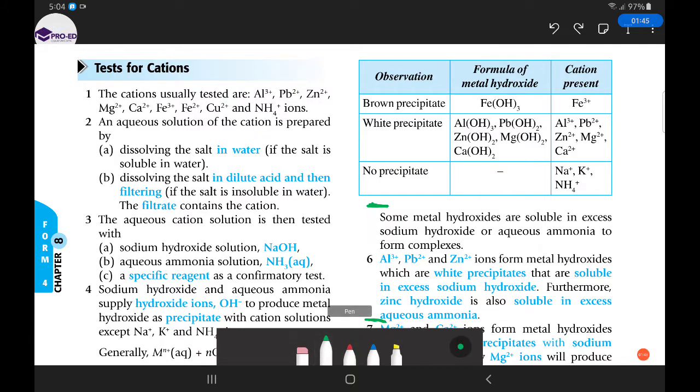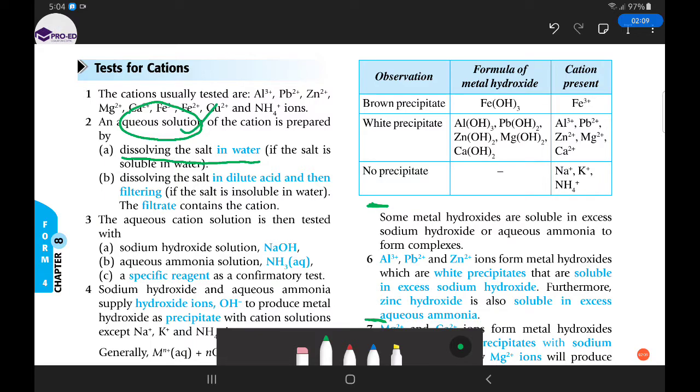Number two. Whenever we want to test these cations, we will always test them in the form of an aqueous cation solution. You cannot do the tests if you have solid powder. If you have it in solid form, you have to make it in aqueous form. It depends what salt it is. If it's a soluble salt, all you have to do is just dissolve it in water. That's one method of preparing the aqueous solution.